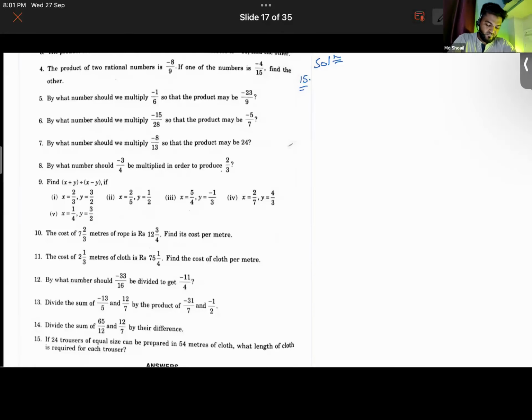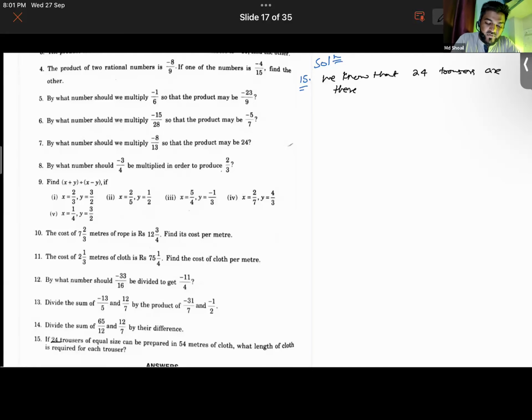Sir, I guess I got it. Yes, what is your answer? 9/4 meters. Okay, let's check that. So first thing we will write down that this 24 trousers which are given here. Okay, so we know here that 24 trousers. You are getting how much? 9/4, sir. If both of you are getting the same answer, most probably it would be correct then.